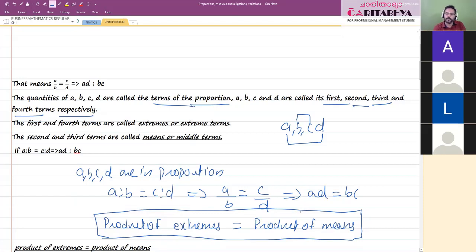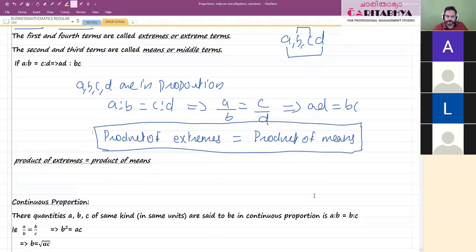Generally, A, B, C, D are called the terms of the ratio. A is called the first term, B the second term, C the third term, and D the fourth term. The first and fourth terms are normally called extremes, and the second and third terms are called means or middle terms. So the first property of ratio and proportion: product of extremes will be equal to product of means. Clear? Yes, sir.